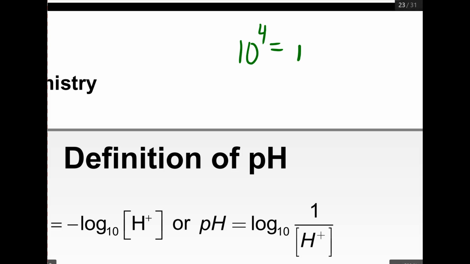I'm ready. All right. 10 to the 4th power. Guess what? It's 1 followed by 4 zeros. 10 to the 4th is just how many zeros there are.